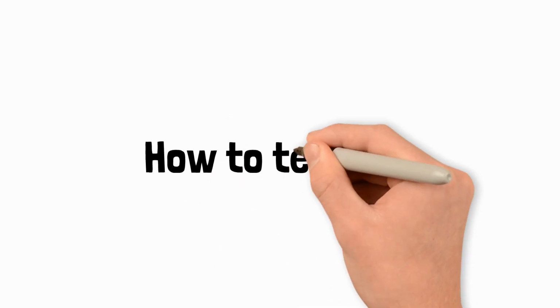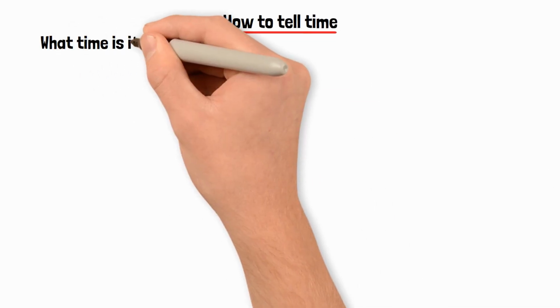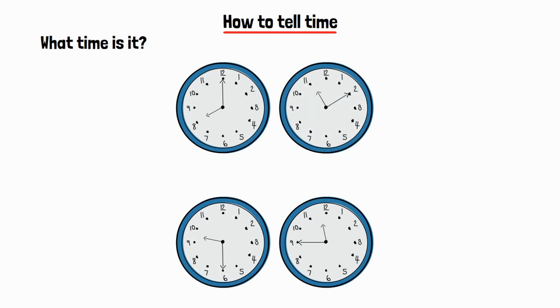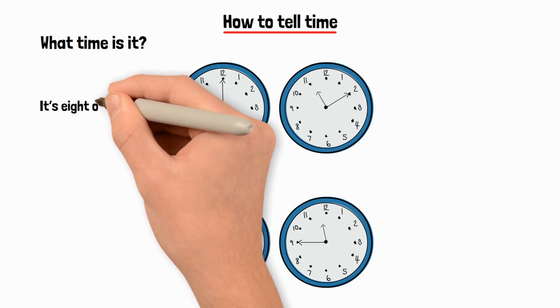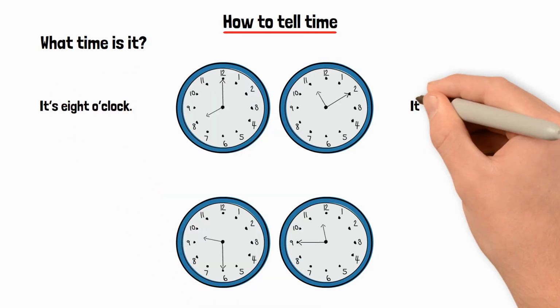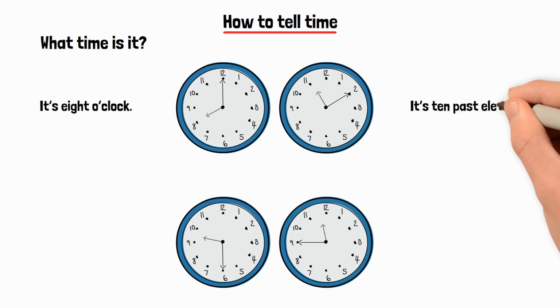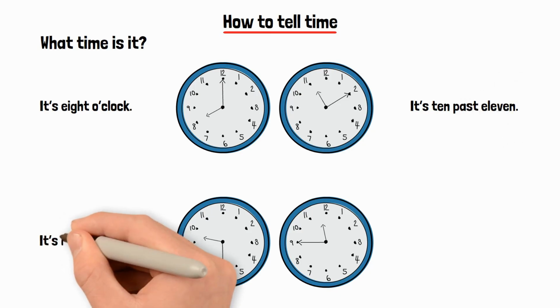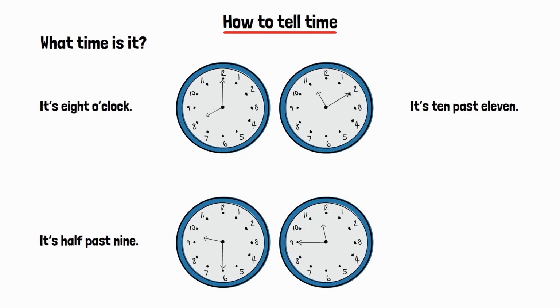Now it's time to learn about how to tell time. What time is it? It's 8 o'clock. It's 10 past 11. It's 9:30. It's 11:45. That's a clock. Take a look.